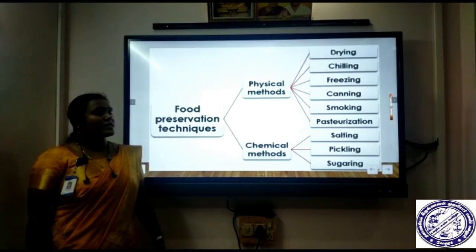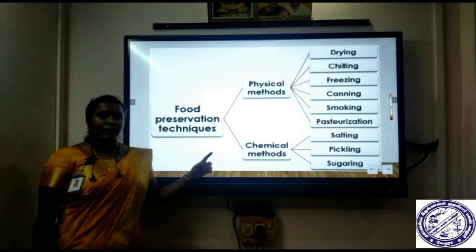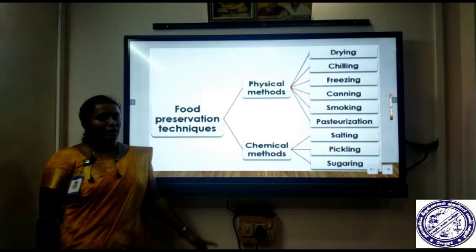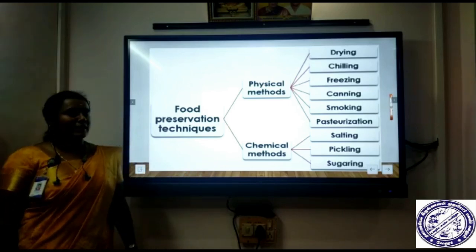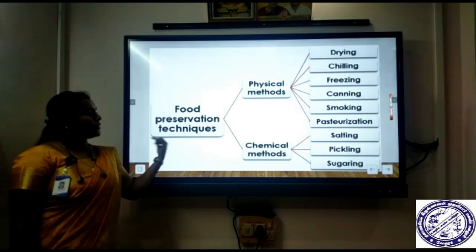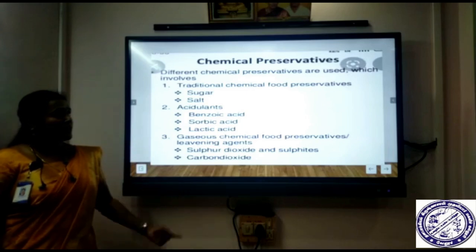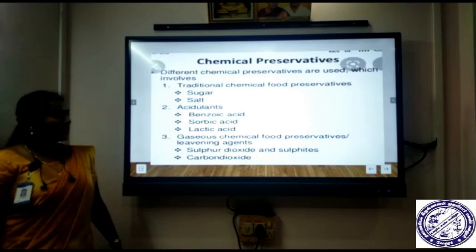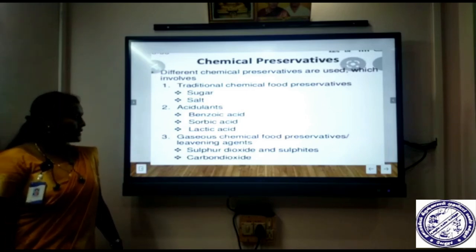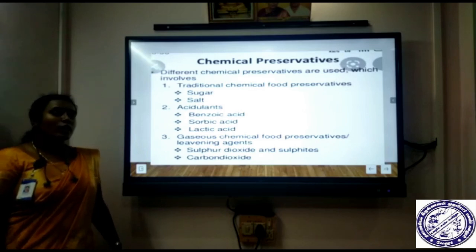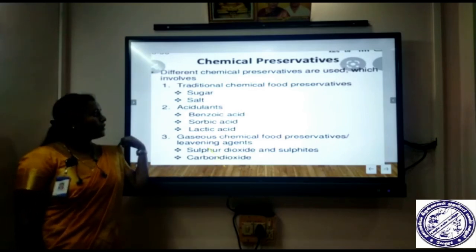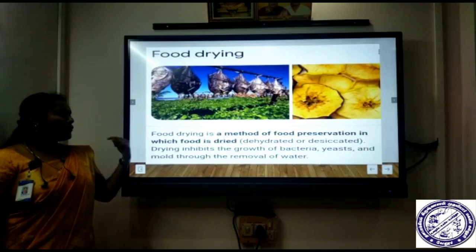First we will see the physical method. The physical method is nothing but physical treatment of the food item. Second one is the chemical method. In the chemical method, different chemical preservatives are used like sugar, salt, benzoic acid, lactic acid, sulfur dioxide, carbon dioxide and so on.